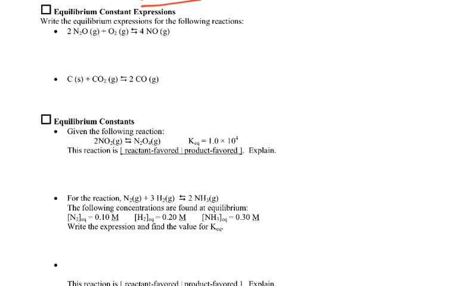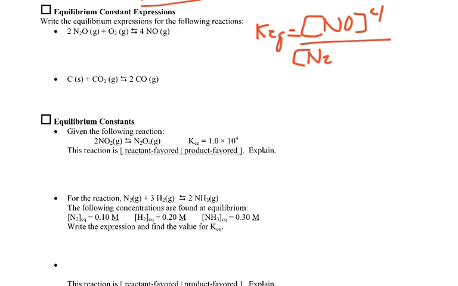Okay, equilibrium constant expressions. So here's our picture here. We say, okay, this gas, gas, and gas. So the equilibrium expression, we're going to say Keq equals, now it's products over reactants, so the concentration of NO to the fourth power divided by the concentration of N2O to the second power and the concentration of O2 to the first power. So that is the equilibrium expression.